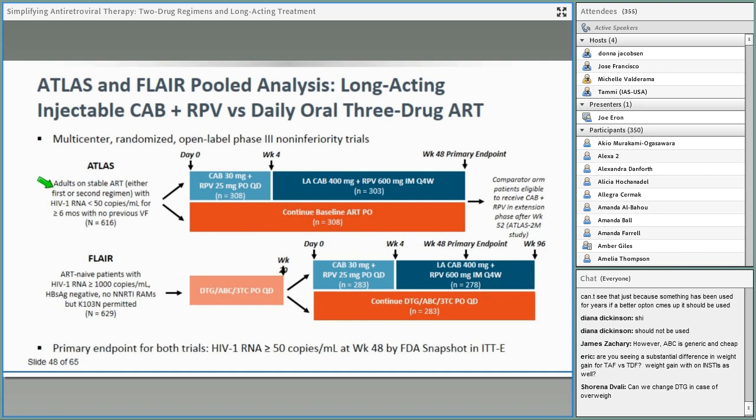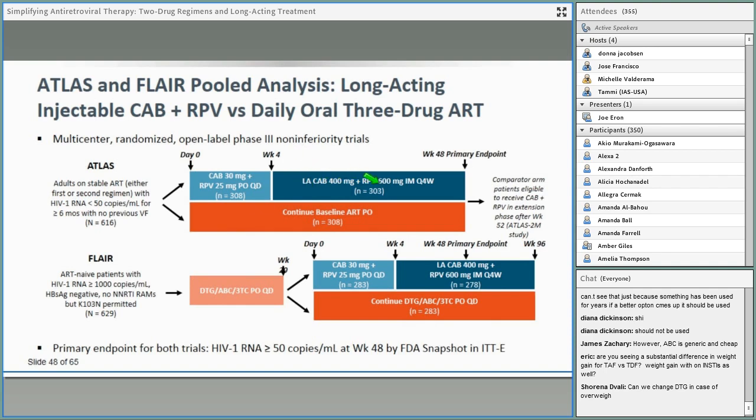These were individuals who were suppressed relatively long-term. Actually, it had to be more than 6 months, but most people were much longer than that. And they were randomized to either continue on their baseline oral therapy or switch to Bictegravir, Rilpivirine. The way that switch works, at least in the phase 3 studies, is patients needed to go on oral Bictegravir, Rilpivirine for 4 weeks and then be switched to the injectable.